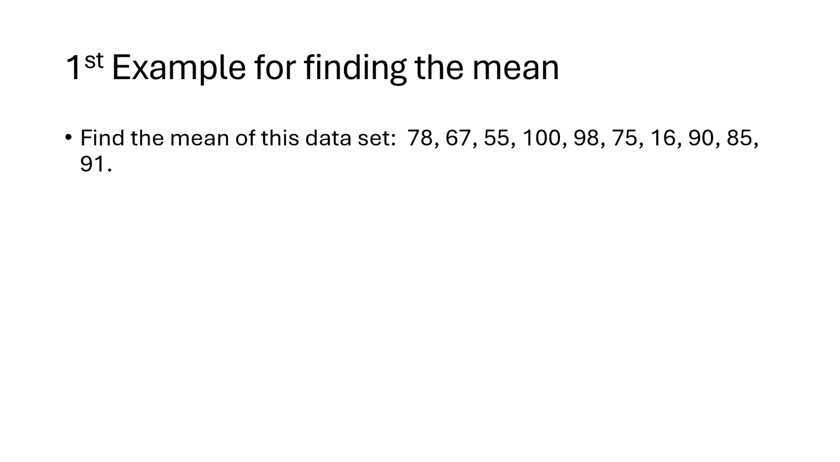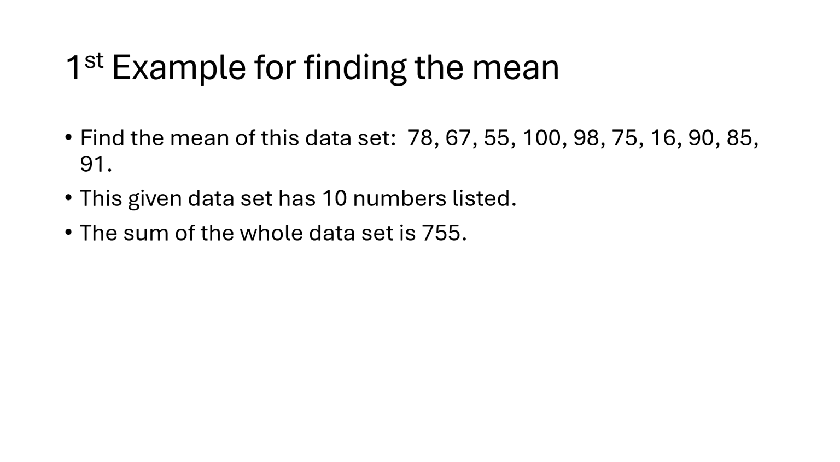Find the mean of this data set: 78, 67, 55, 100, 98, 75, 16, 90, 85, 91. And so we have 10 numbers listed, and the sum of the whole data set is 755, and the mean is 755 divided by 10, which is 75.5.